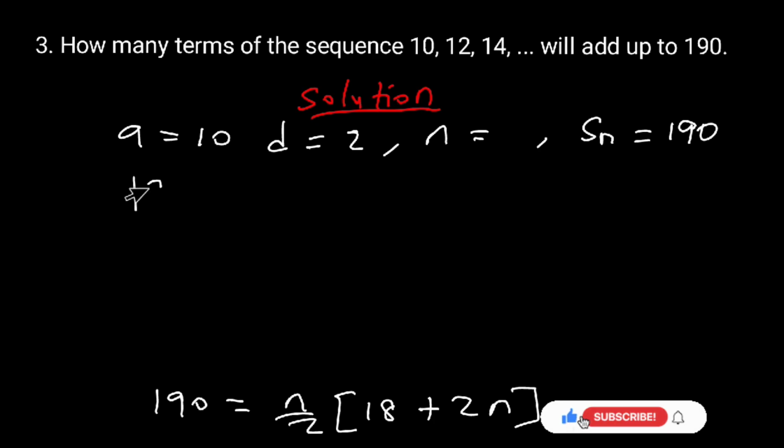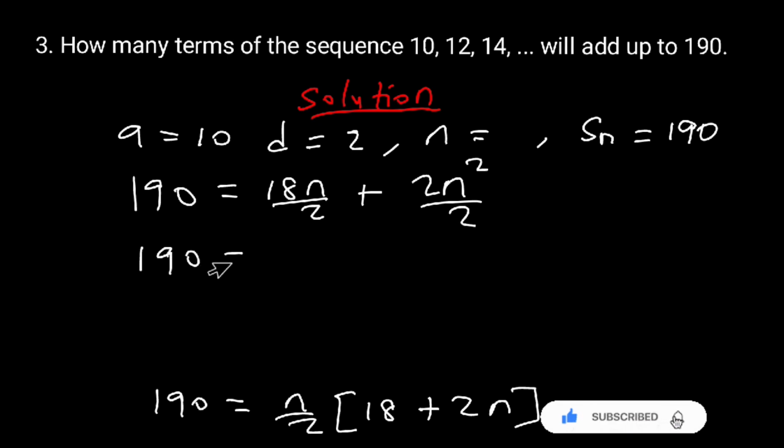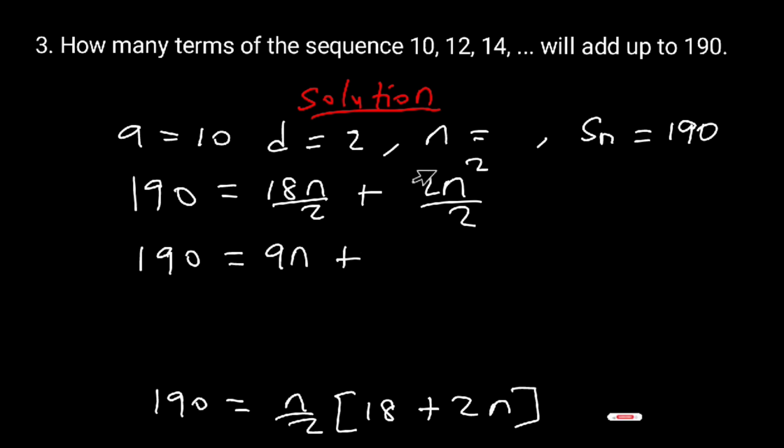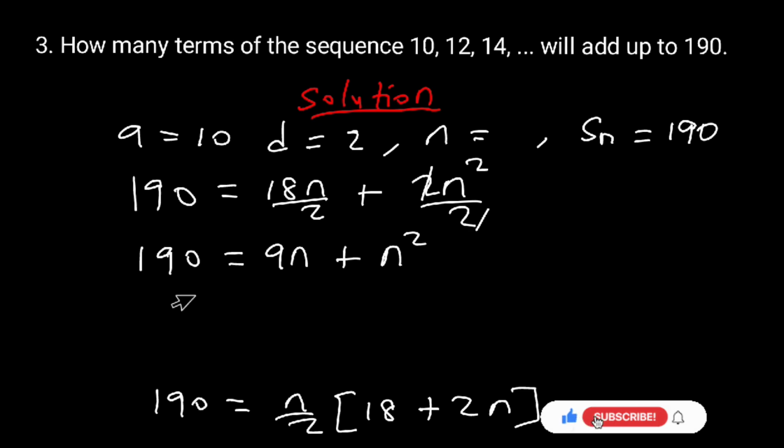So we have 190 is equals to n over 2 times 18 is equals to 18n over 2. Then plus n over 2 times 2n is equals to 2n squared over 2. So we have 190 is equals to 18 divided by 2 is equals to 9. We have n plus 2 divided by 2 is 1 plus n squared. Let me write this. I have n squared plus 9n minus 190 is equals to 0.